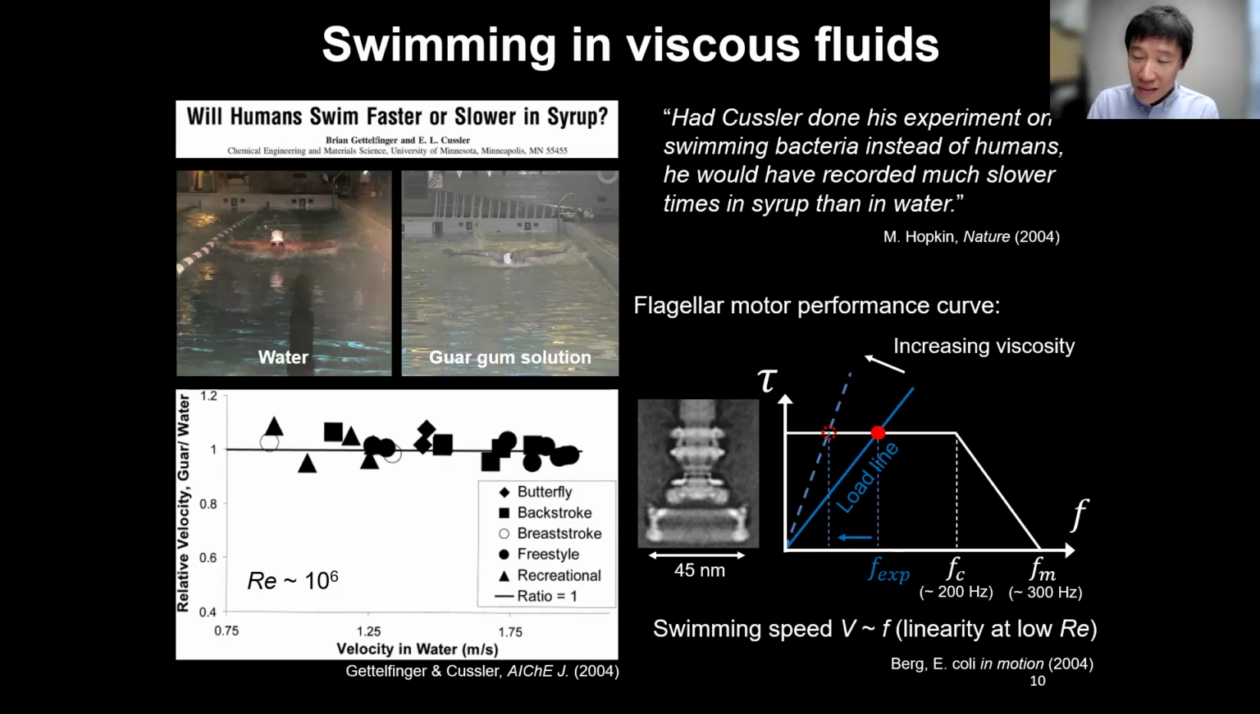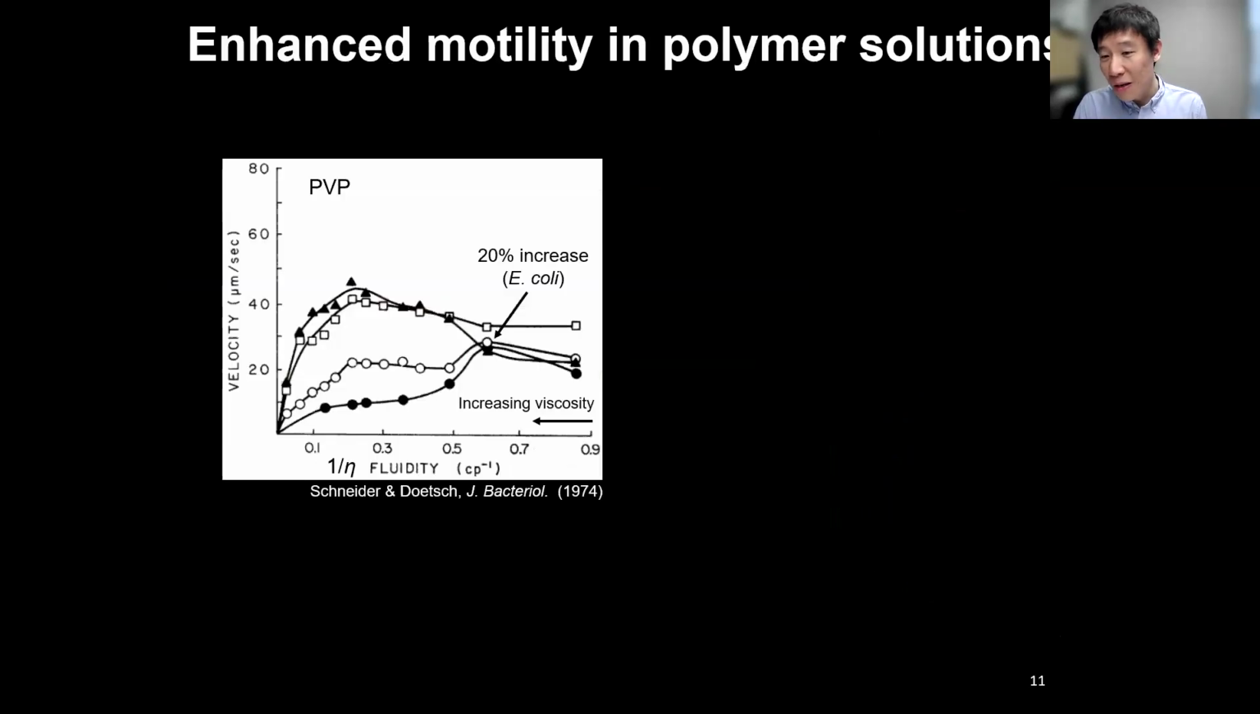But apparently whoever wrote this article didn't check the literature. Back in the last century, 70 years ago, someone had already studied this. They put a polymer into the fluid, increasing the background viscosity, and measured all different types of flagellated bacteria to see whether they swim faster or slower.